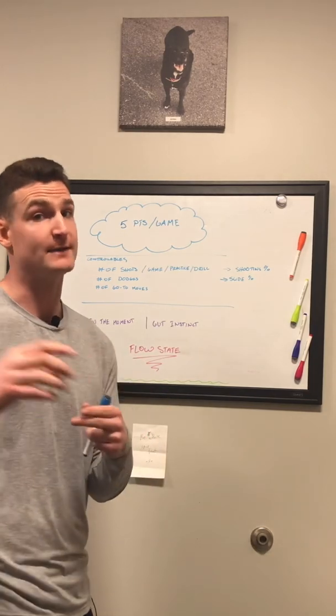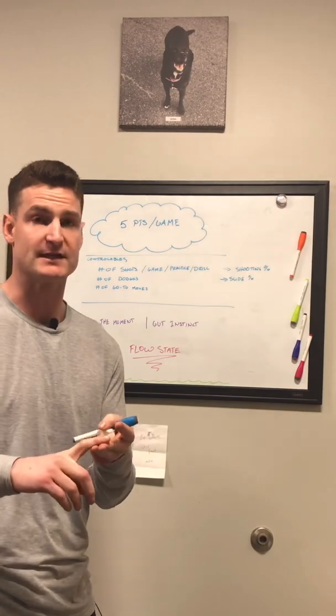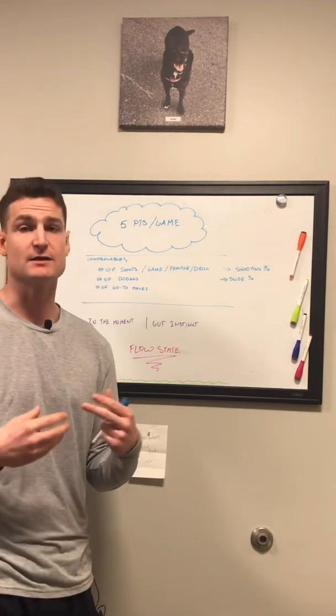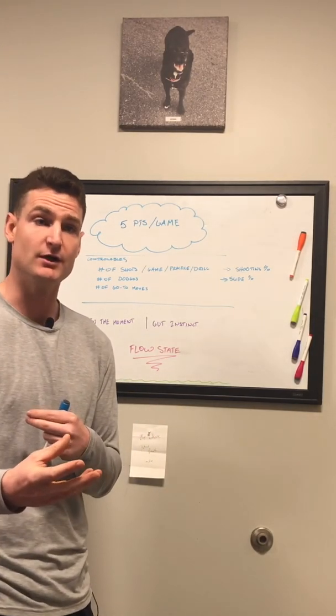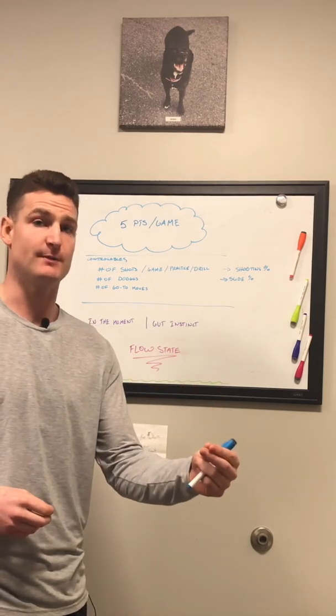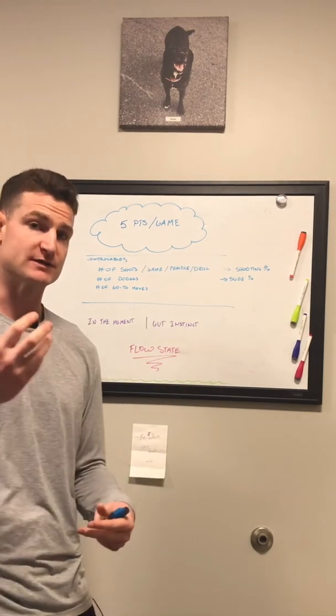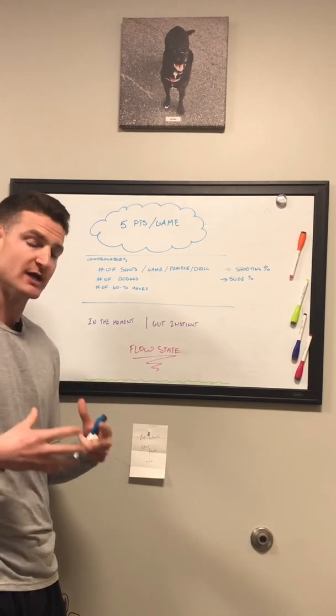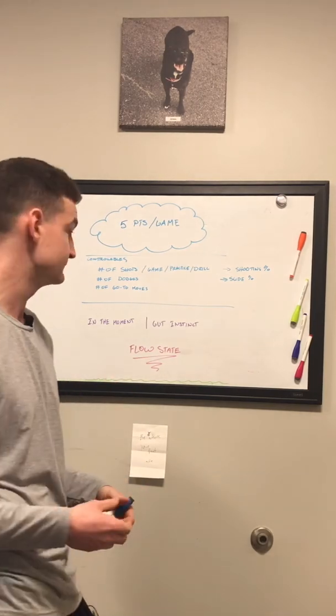But they don't get any points out of it. They don't get any goals. They don't get any assists. So what does that tell us? That tells us that our dodging is actually pretty good, but we need to work on our decision making after the dodge. So this allows the athlete to be more objective when they self-evaluate.